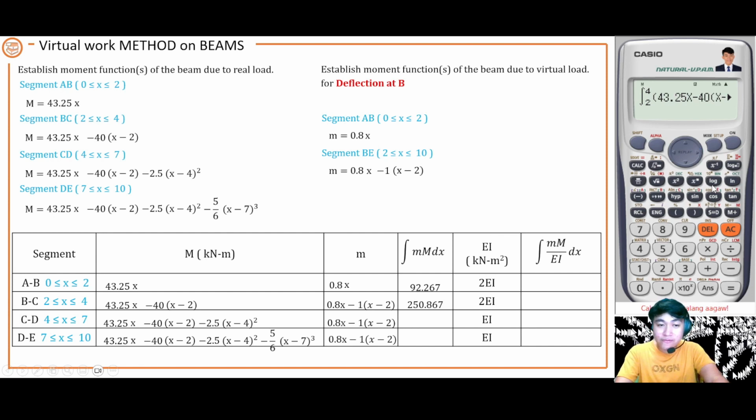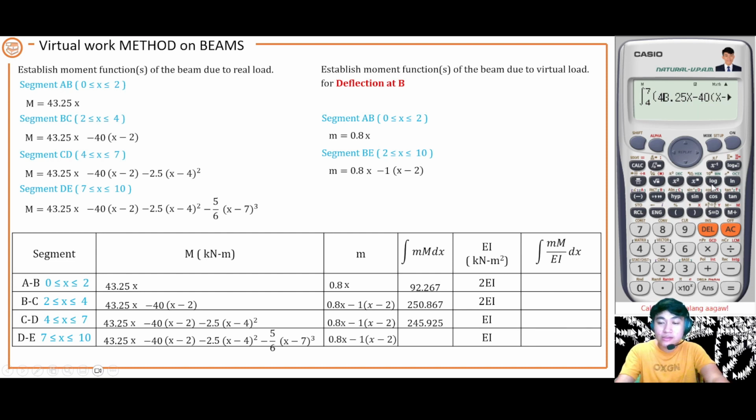Next is the third segment. So we have here 43.25 negative 40x minus 2 minus 2.5, okay, x minus 4 squared. And then we have 6. The limits will be from 4 to 7. So the answer is 245.925.